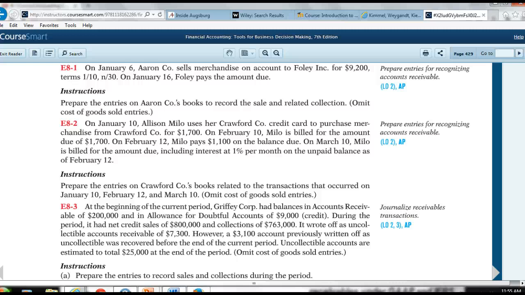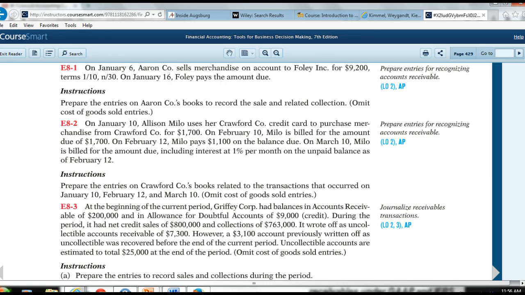On January 10th, Allison Milo uses her Crawford Company credit card to purchase merchandise from Crawford Company for $1,700. On February 10th, Milo's billed for the amount due of $1,700. On February 12th, Milo pays $1,100 of the balance due. On March 10th, Milo's billed for the amount due, including interest at 1% per month of the unpaid balance.